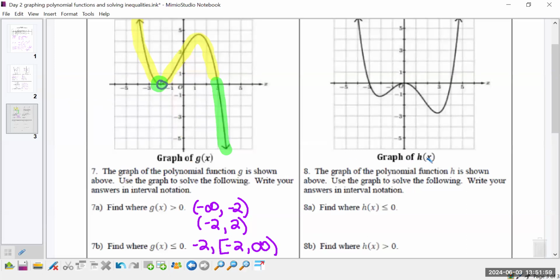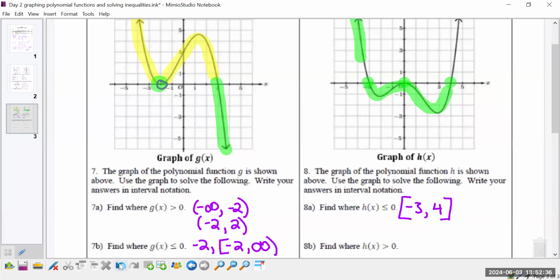Let's take a look at number 8. We're given the function h of x, and the first thing we're looking for is where h of x is less than or equal to 0. So again, I'm going to take all the points on the x-axis, because that's where the function is equal to 0. And I'm also going to take the point below the x-axis. All right, so now I'm going to write that's one interval from -3 to 4. Inclusive.